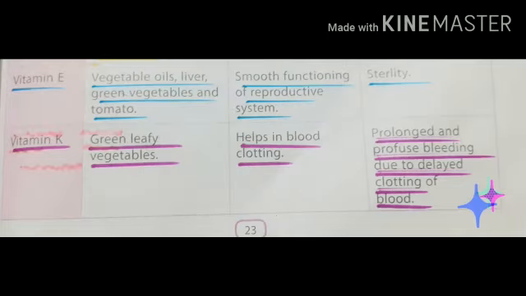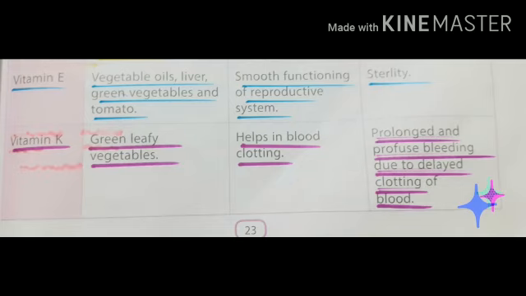Let's come to the last two vitamins, vitamin E and vitamin K. Vitamin E, which is present in vegetable oils, green leafy vegetables, tomato, etc., is required for smooth functioning of reproductive system of ours. And if this vitamin is not taken in appropriate amount, there is a disease called sterility. Sterility is the condition in which person is unable to produce its babies.